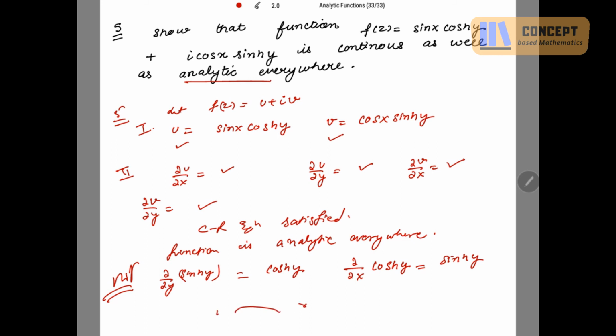सो नेक्स्ट टाइम हम क्वेश्चंस करेंगे फंक्शन आपका कांस्टेंट है या नहीं डोमेन में, उसके बेस पे क्वेश्चंस करेंगे. कुछ हम लिमिट्स भी सॉल्व करेंगे, उसके बाद हम हार्मोनिक फंक्शंस पर चलेंगे.